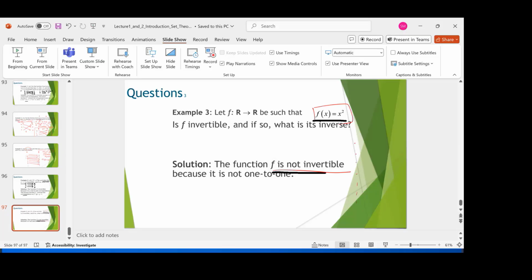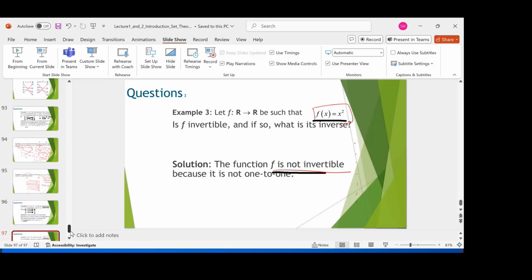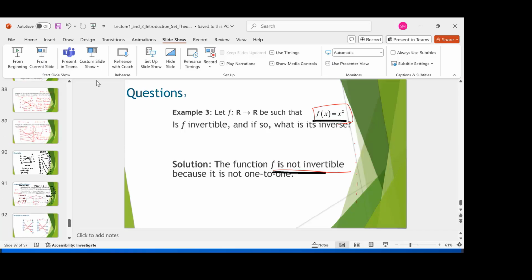So it is not invertible. So we cannot find the inverse of this function. So I think we are done with the functions. Any questions you have?